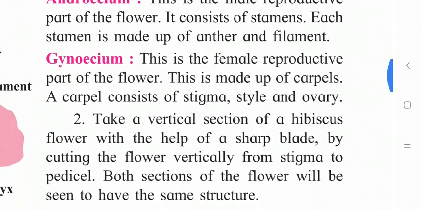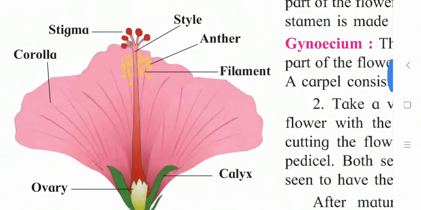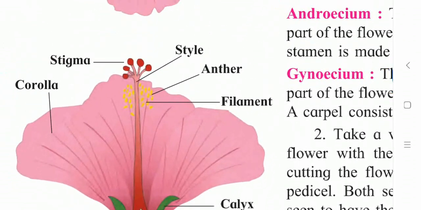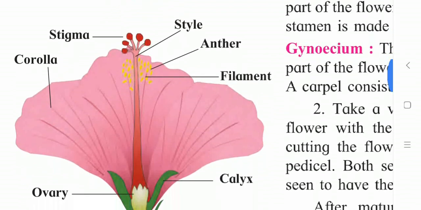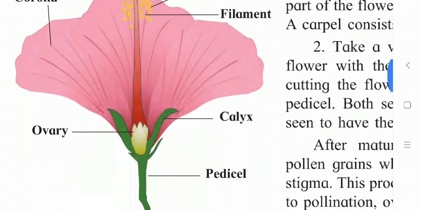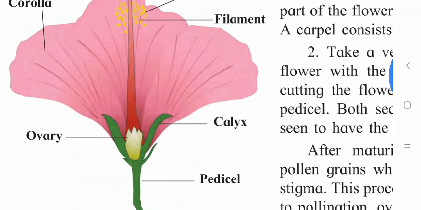Then one more important part of the flower is there, that is gynoecium, and this is the female reproductive part of the flower. This is made up of carpels. A carpel consists of stigma, style and ovary. So this stigma, the center, above part, red color dot-like structure, that is stigma, the style, and downside the white color ovary you can see in this flower. These three parts function as a gynoecium. Gynoecium means female reproductive part.